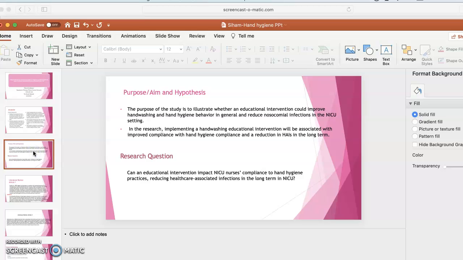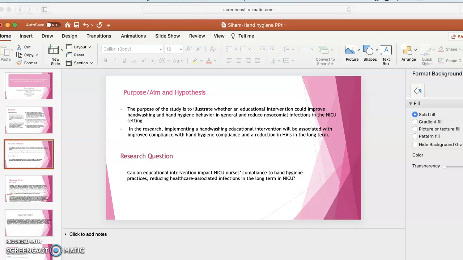Purpose and hypothesis. The purpose of the study is to illustrate whether an educational intervention could improve hand washing and hand hygiene behavior in general and reduce nosocomial infection in the NICU setting. In the research, implementing hand washing educational intervention will be associated with improved compliance with hand hygiene and reduction in healthcare-associated infections in the long term.